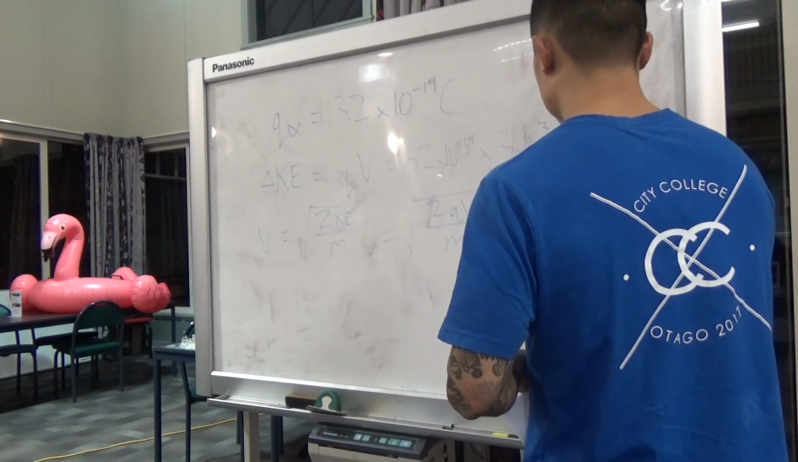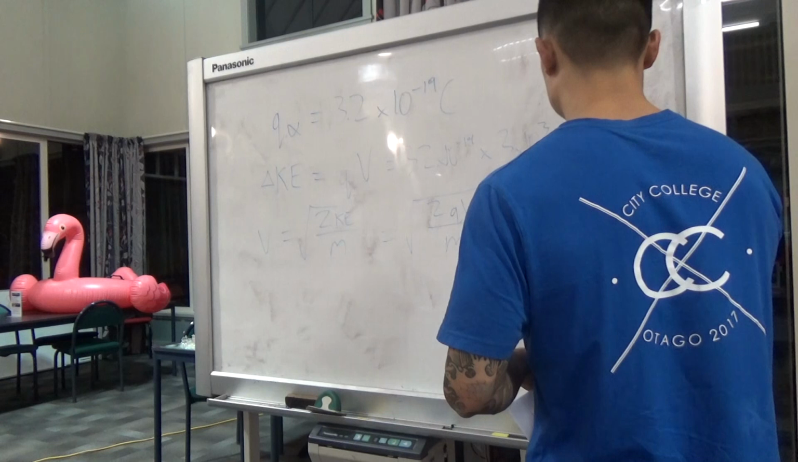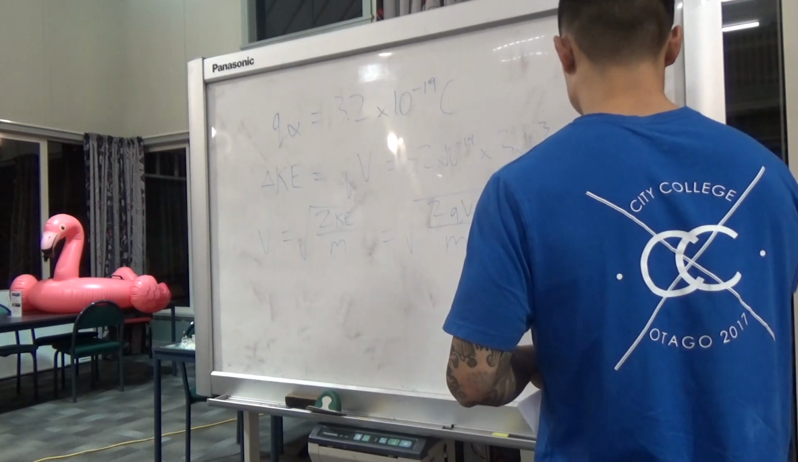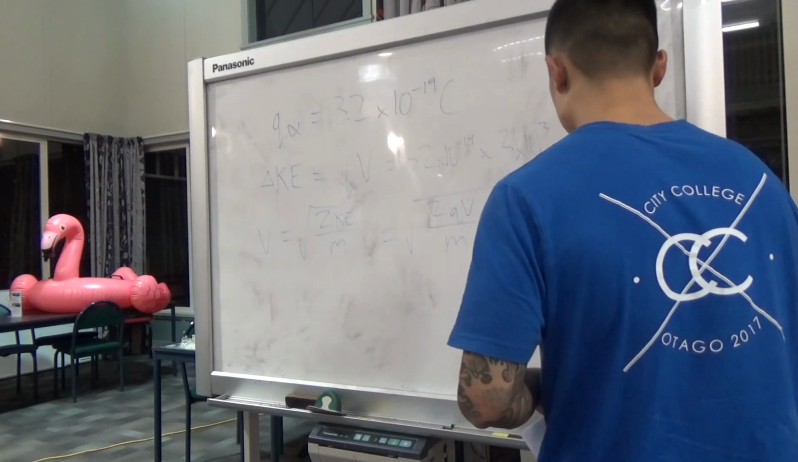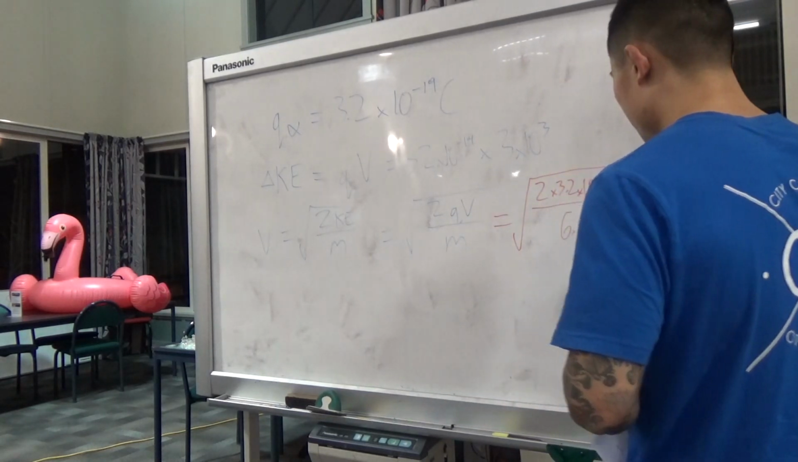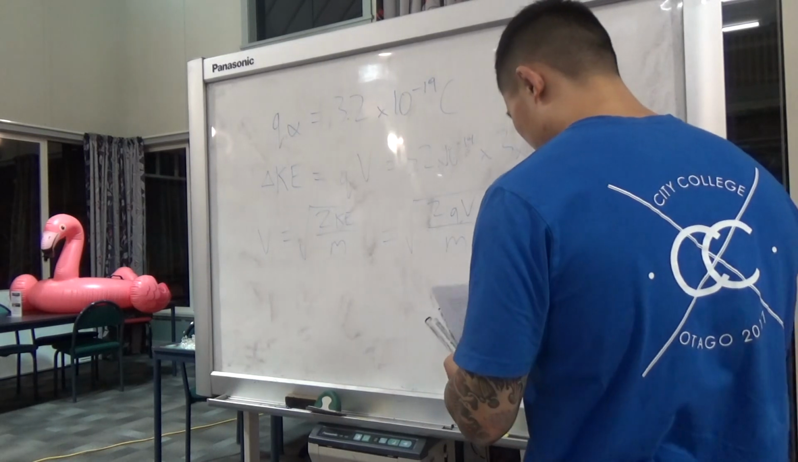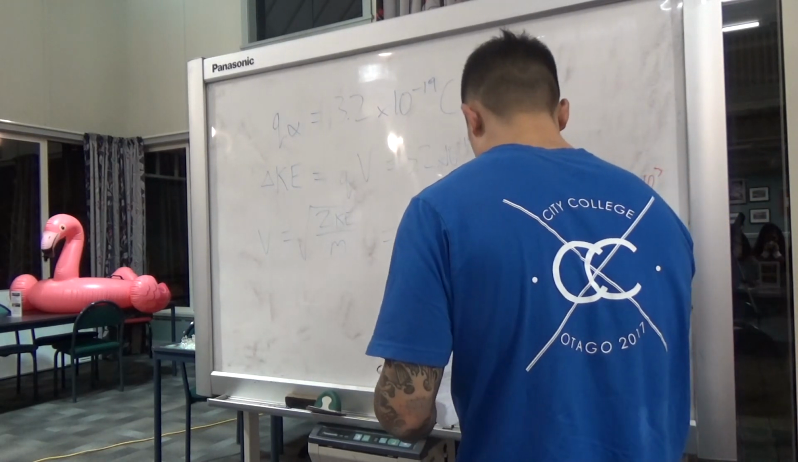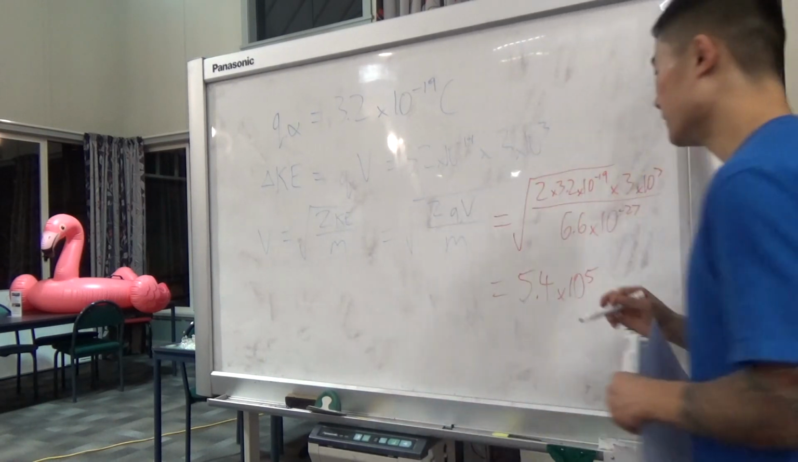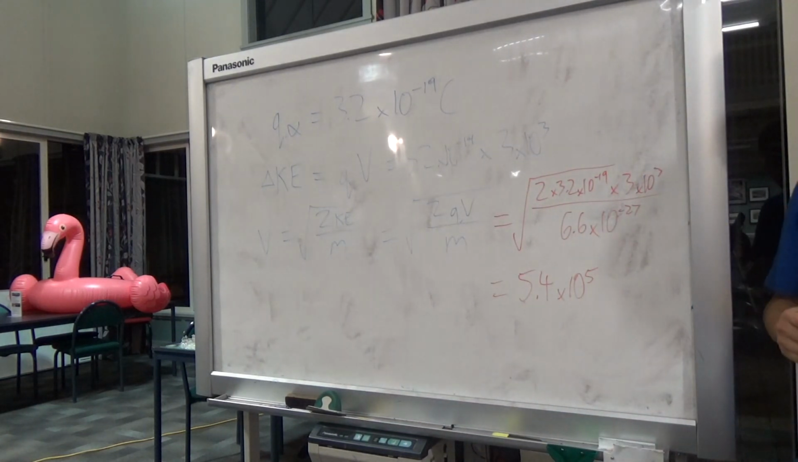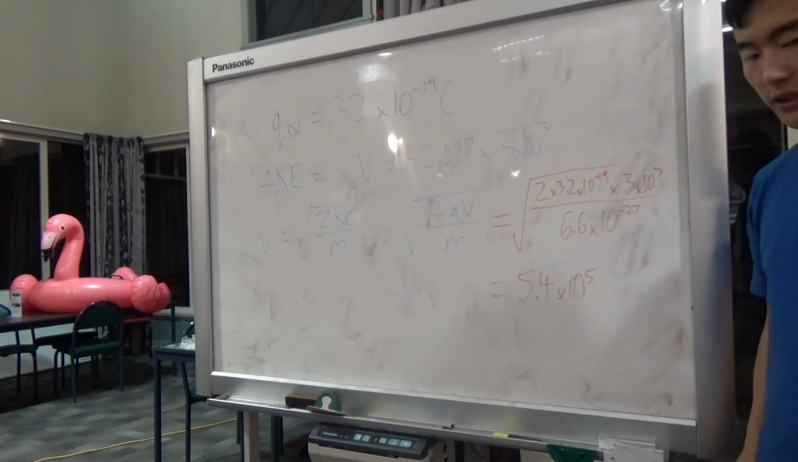So 2 times 3.2 times 10 to the negative 19 times 3 times 10 to the 3 divided by the mass, which is 6.6 times 10 to the negative 27. And that will be 5.4 times 10 to the power 5. Yeah, so that's also a good one to have on your cheat sheet.